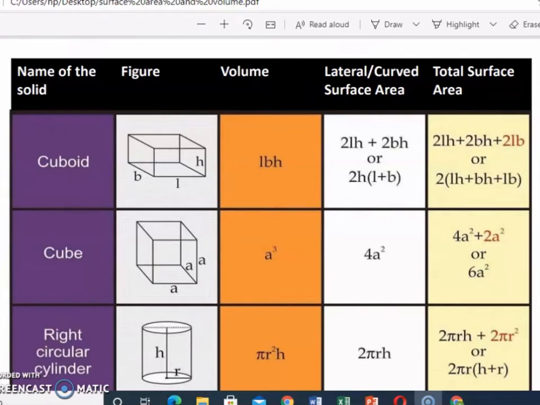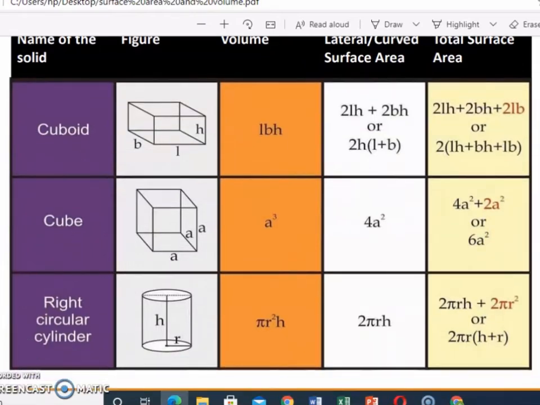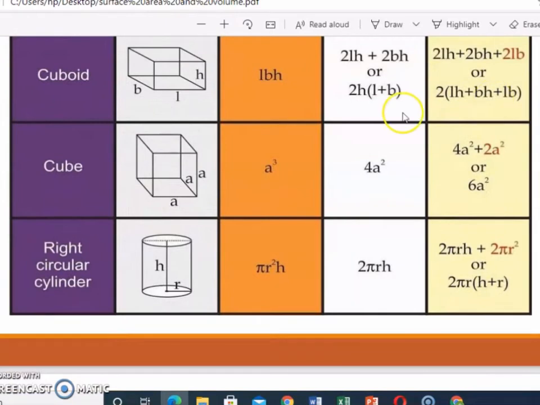Then in case of a right circular cylinder, if we take H as the height of the cylinder and R as the radius, then the volume will be pi r square h. The curved surface area, that is only this curved part, will be 2 pi r h.